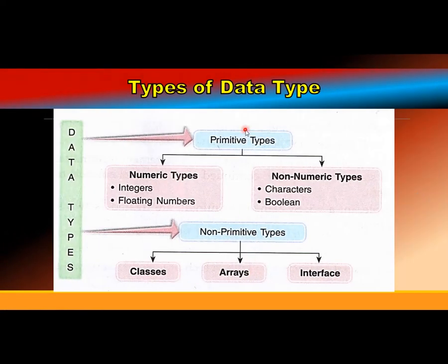Then what are the types of data type? Data type is broadly categorized into two types: one is primitive, another is non-primitive. Primitive is categorized into two: numeric types and non-numeric types. In numeric types there are integers and floating numbers, and in non-numeric types there are characters and boolean. In non-primitive types there are classes, arrays and interface.